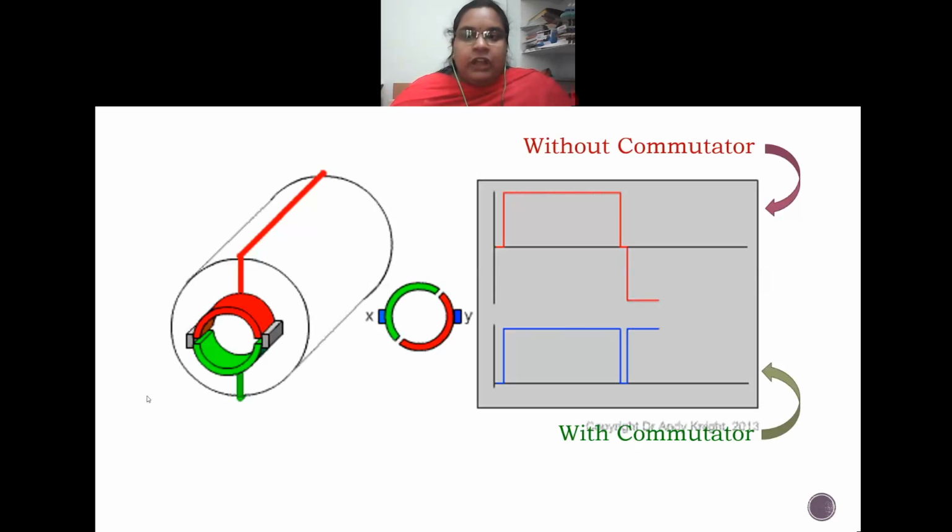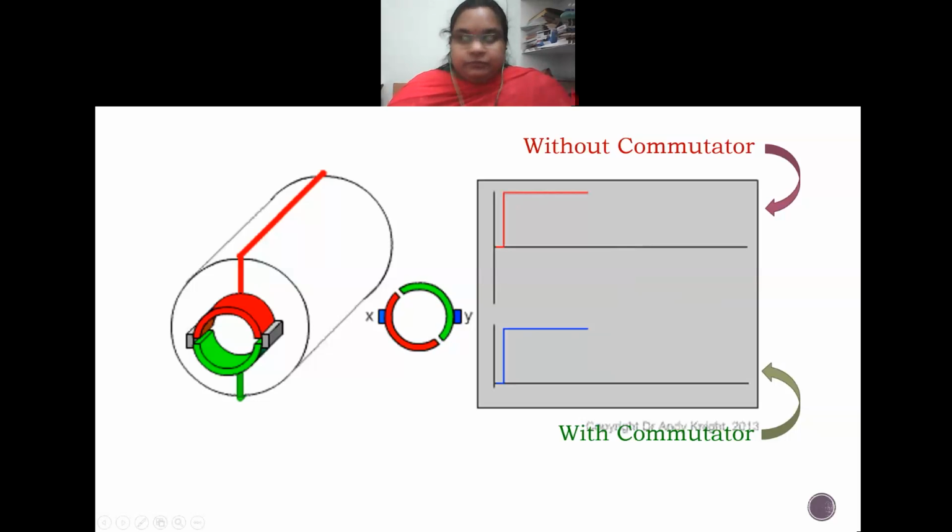If we do not have a commutator, then the current produced will be of alternating nature. That means we will have a positive cycle as well as a negative cycle. But if we have a commutator, the direction of the voltage is made unidirectional, that is, we get a direct current. So this animation gives us a simple example of that topic.